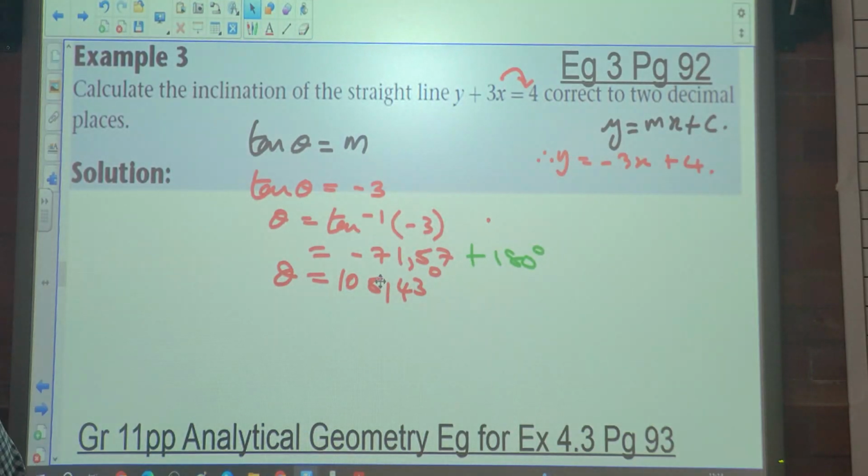Alright, people, any confusion there? Alright, for our homework, I would like you guys to do exercise 4.3. Exercise 4.3 for tomorrow.